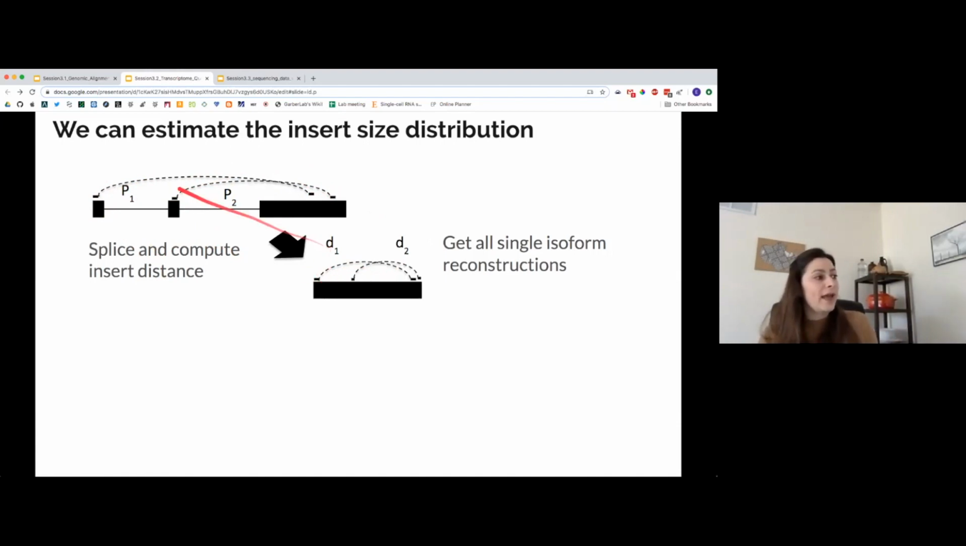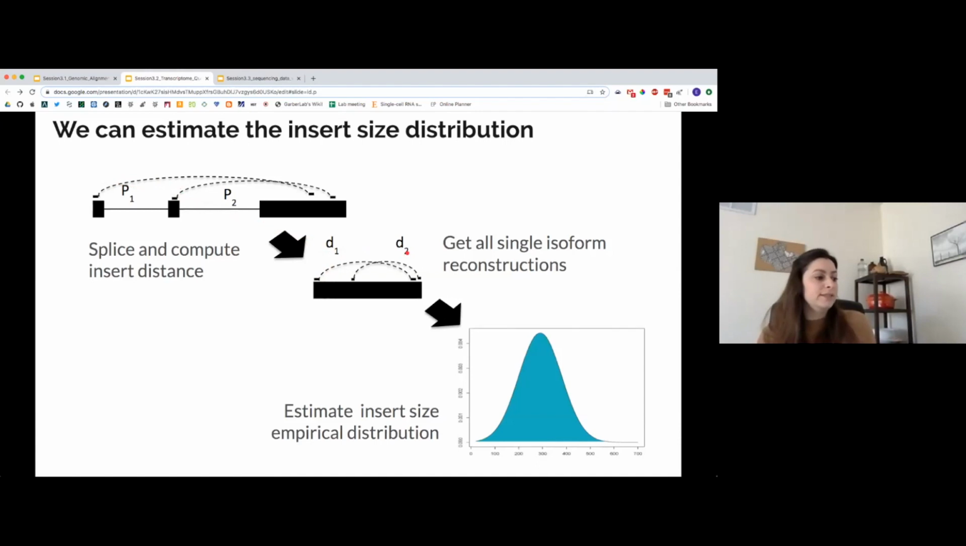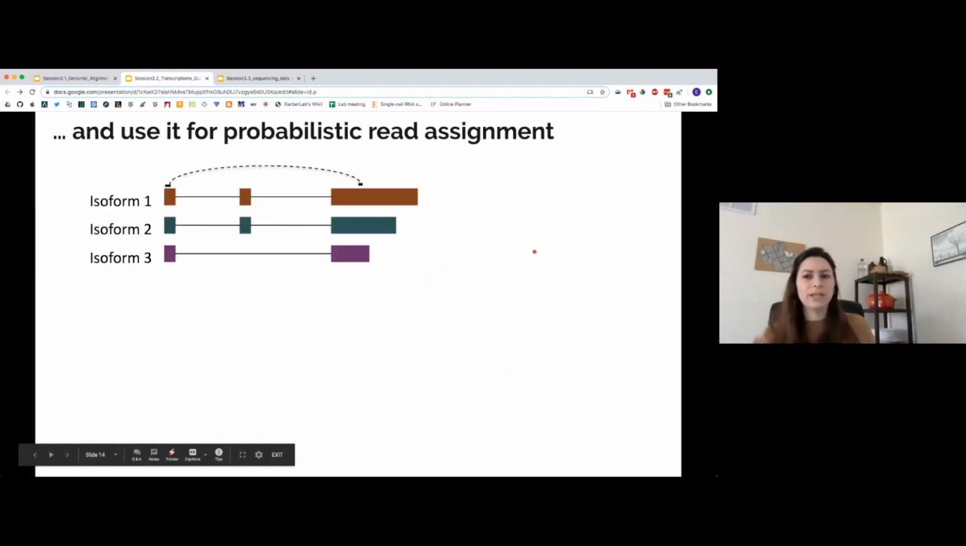All right, so for pair 1, you end up with distance 1, and for pair 2, you end up with distance 2. Once you do that for all of your paired reads, you can estimate this insert size empirical distribution. So you have a range of probable fragment insert sizes that you actually observed in your mapping. And you do this for every isoform reconstruction.